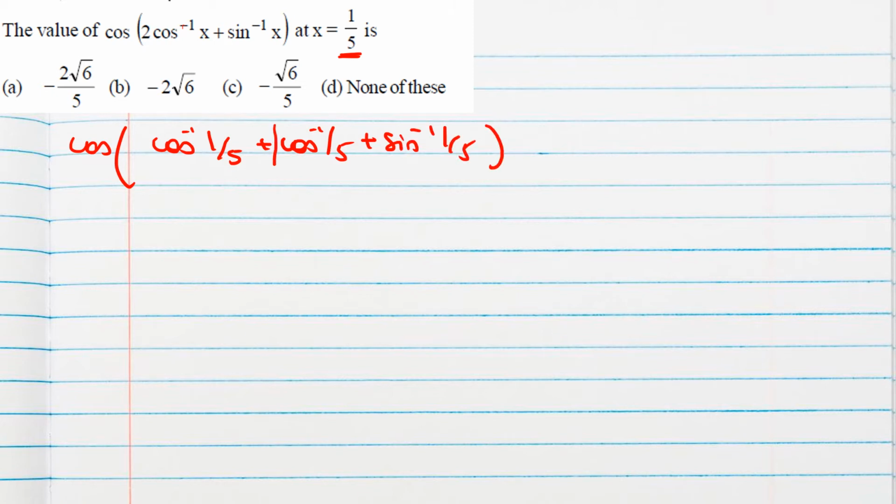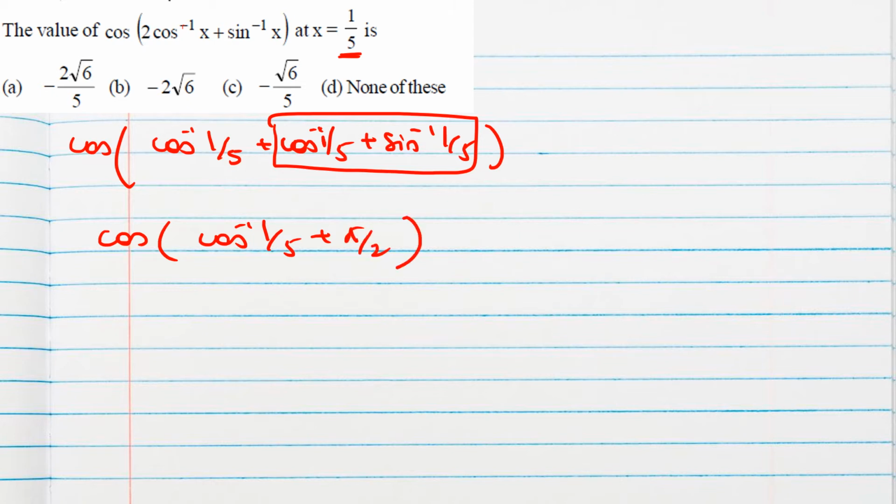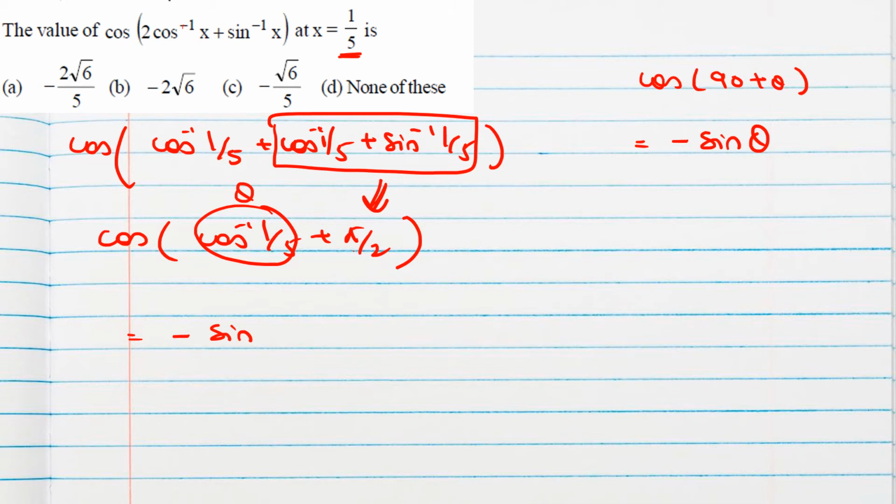So see, for this one, we have one property. Sine inverse x plus cos inverse x will be pi by 2. So here I am writing cos inverse 1 by 5 plus pi by 2. Then by using allied angle, we know cos of 90 plus theta is what? 90 plus theta means it will be minus sine theta. So we can write here, cos inverse 1 by 5 is theta, pi by 2 plus theta. So we can write minus sine theta, that means cos inverse 1 by 5.